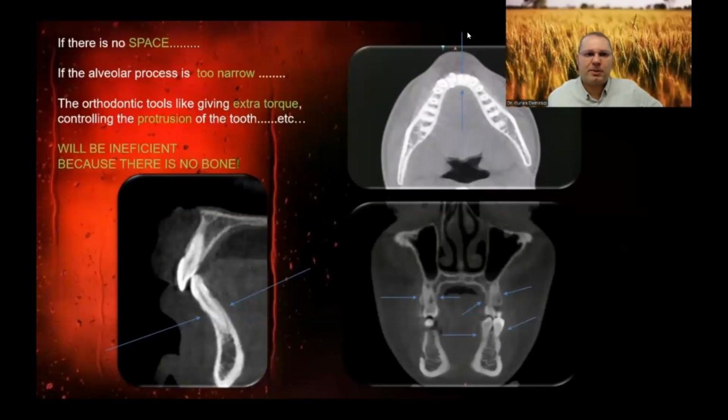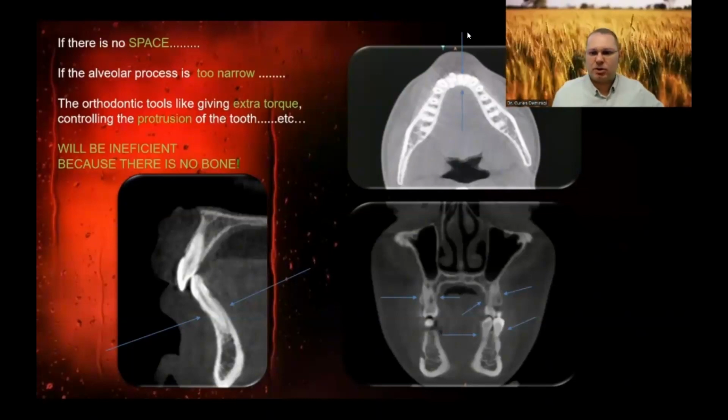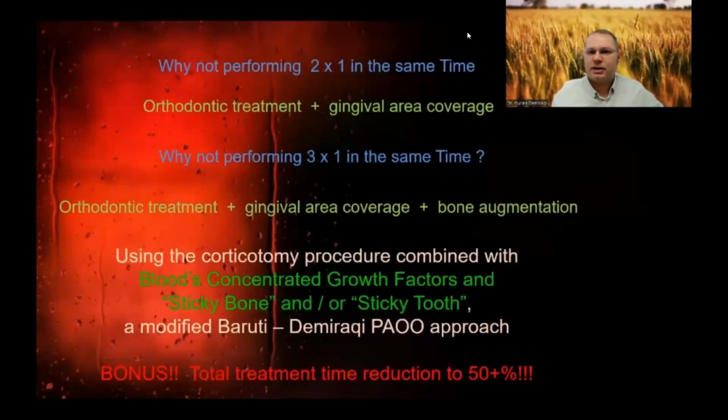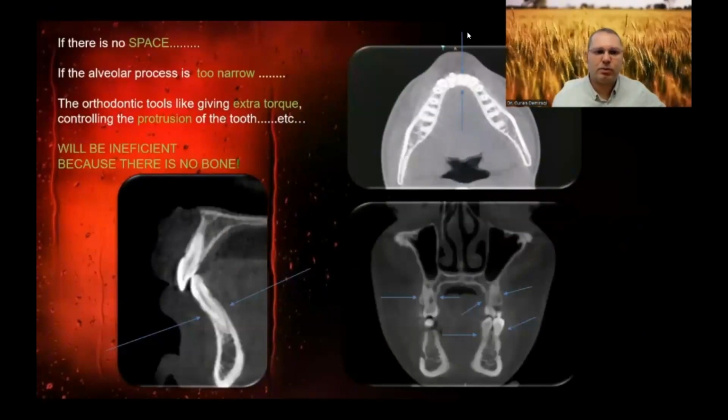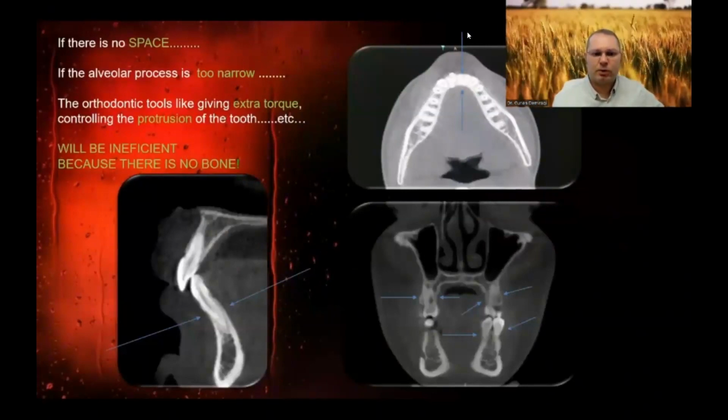So we want to treat a patient, but if there is no space, if the alveolar process is too narrow, all the orthodontic tools like giving torque, controlling protrusion, etc. will be inefficient because of the simple fact that there is no bone. So like in these cases, as you can see, where is this tooth going to move? Orthodontic forces are applied only inside a tooth that is moving inside the bone. But in these cases, if you move this tooth, it will get outside the bone.